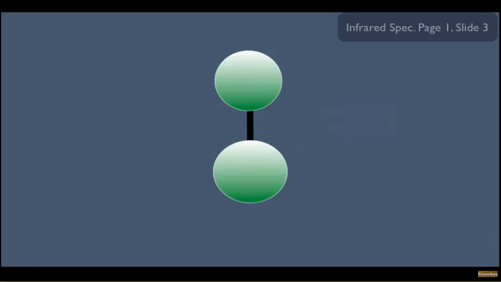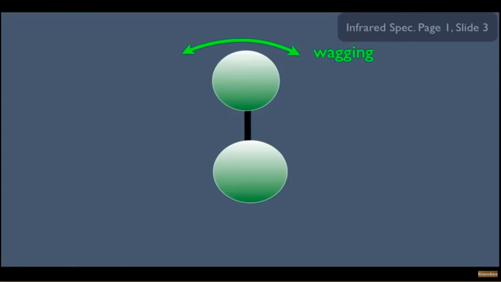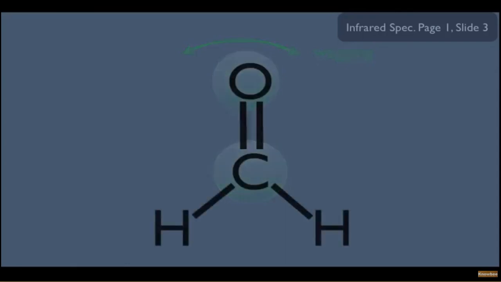But that's not the only thing this carbonyl can do. It can actually do something like this, move back and forth like this. In organic chemistry, we call that wagging, kind of like the tail of a dog. So this is the reality of the carbonyl group in formaldehyde. What we've seen is that it can stretch, or have what's called a stretching vibration.